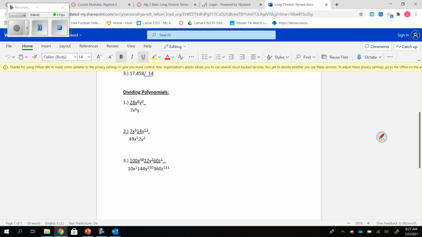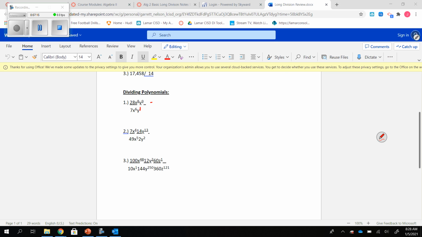Dividing polynomials. Now, we know when multiplying polynomials, we multiply the numbers, but then the exponents, we add them together. So if when multiplying we add exponents, when dividing, we're going to subtract exponents. It's that simple. So we see number 1, 28x to the 8th times y to the 9th divided by 7x to the 6th times y to the 1st. There's no number there, so we know it's just y to the 1st.